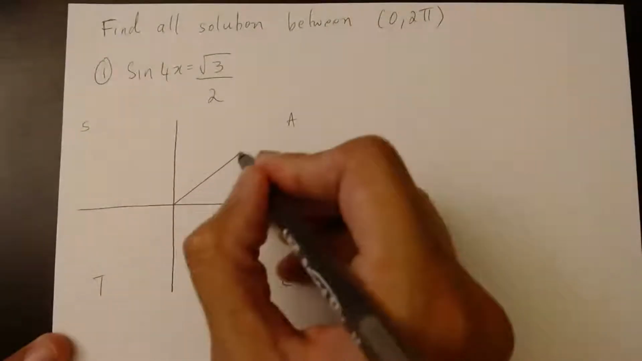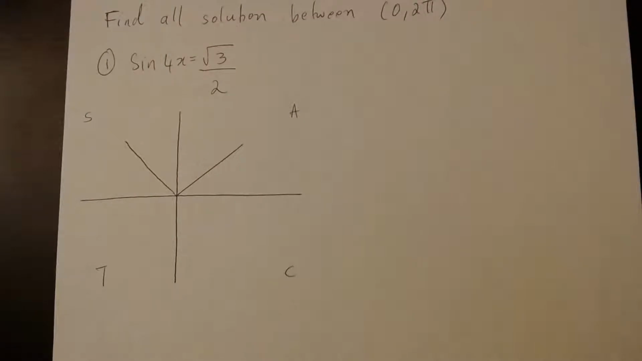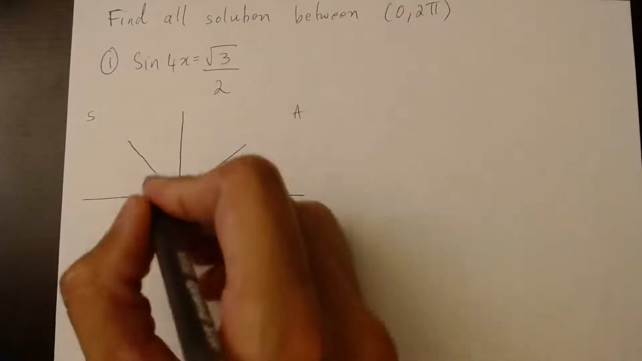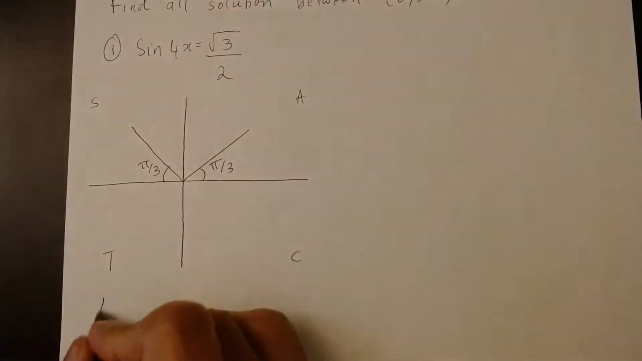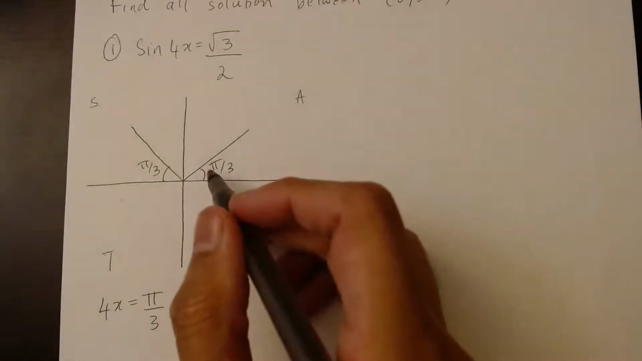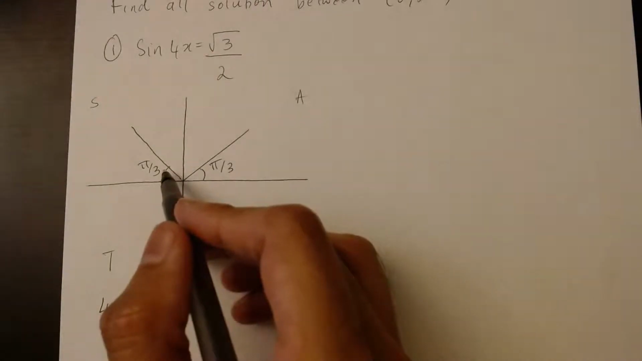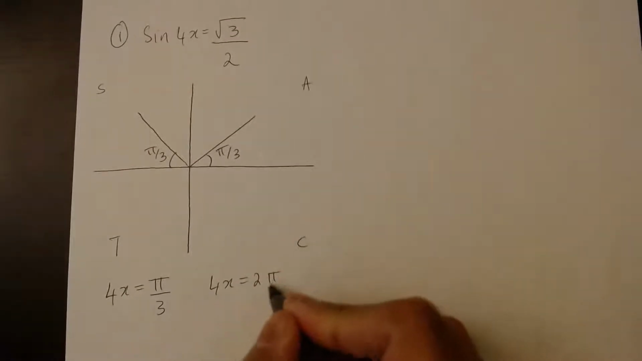I know sine is positive in my first two quadrants. So I'll do the sine inverse of root 3 over 2. And I basically get my first solution in my acute angle as pi over 3. But this is not an actual solution because now we're going to have 4x equals pi over 3, which is the solution for this quadrant. And the solution for the second quadrant is pi minus pi over 3, which is basically 2 pi over 3. So I have 4x equals 2 pi over 3.